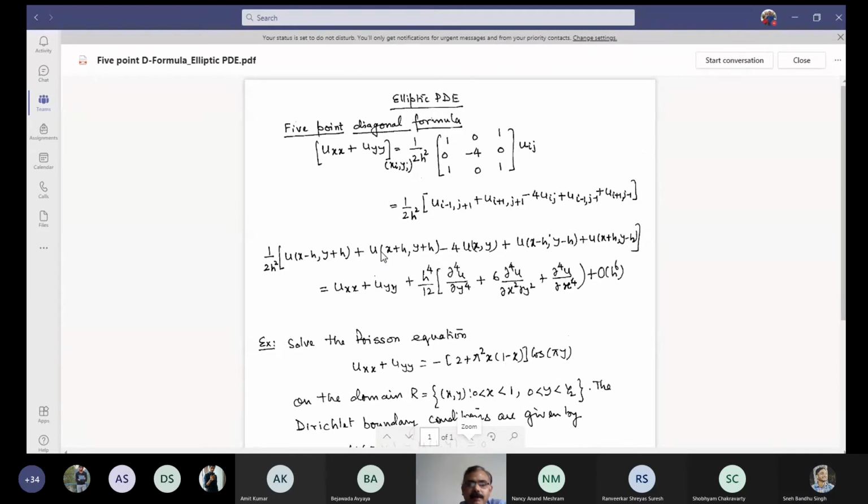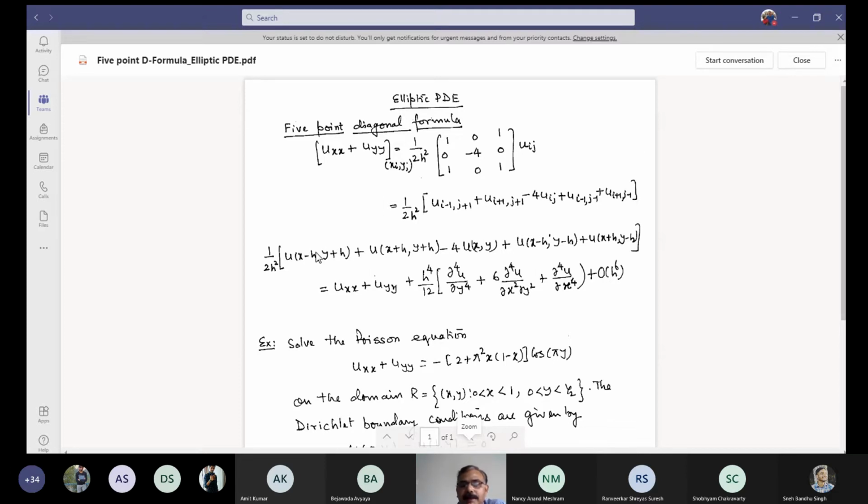You can verify the error. Error will be of order h raised to power 4. There also the order is h raised to power 4. Right? You can put all these values, u of x minus h, x plus h, x, and then expand it. I'm leaving this as an exercise. Expand it means in terms of your uxy.